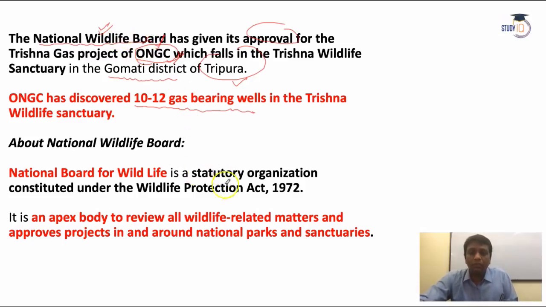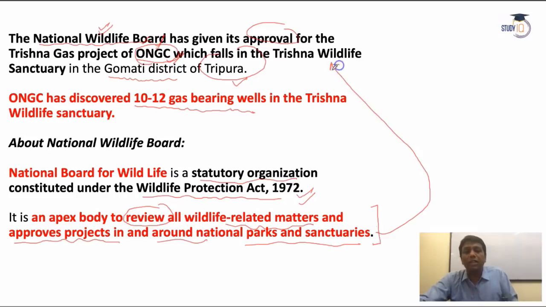National Board for Wildlife is a statutory organization constituted under the Wildlife Protection Act 1972. See, it is an apex body, and this apex body reviews all wildlife related matters and even approves all projects in and around any national park and sanctuaries. So here it has given permission in this area of Trishna Wildlife Sanctuary.